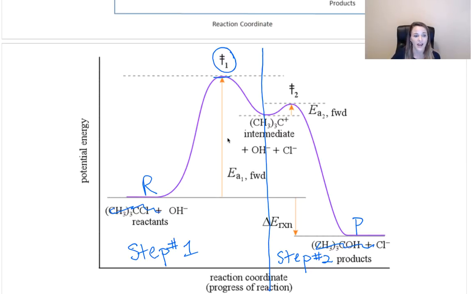We can see the activation energy of step 1 is right here. Okay, the change in the energy from the transition state to your reactant, that's your activation energy. Now your intermediate is right here at the bottom. This spot, that's your intermediate. Okay, remember how we said in the last episode that intermediates are not reactants and they're not products, but they're made in the middle. So they're product first and then they're a reactant, but they're not overall.